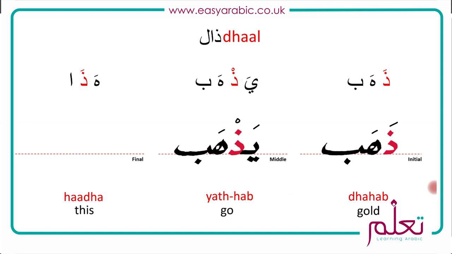So that's a demonstrative pronoun, which we'll use again in a later lesson. So first one is the ha. Then we have the al. And then we have the alif. There.